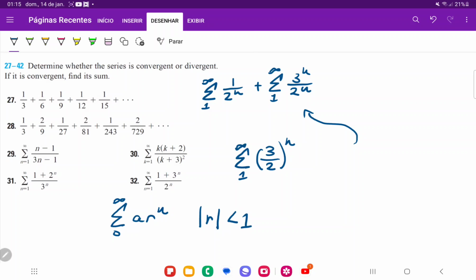So this one here already fails the divergence test. So it does diverge. Now, it does not matter if this one here converges, because if one part of it diverges, then the whole thing is going to diverge either way. So we can already tell here that number 32 is going to be divergent.